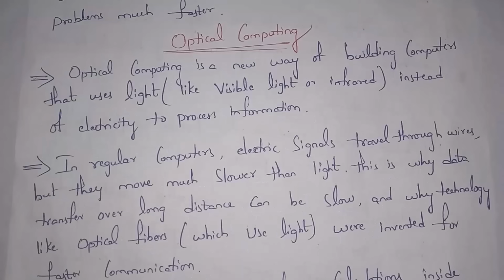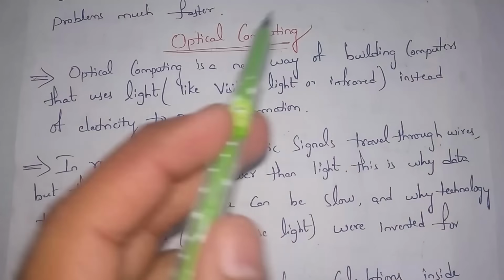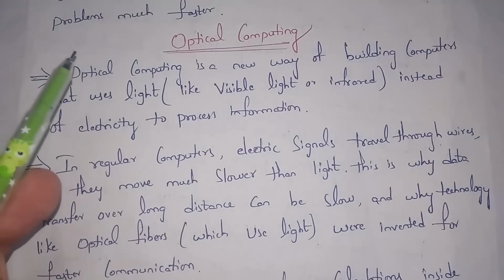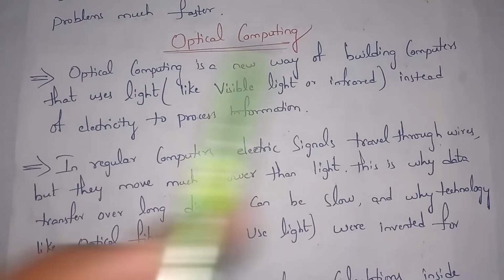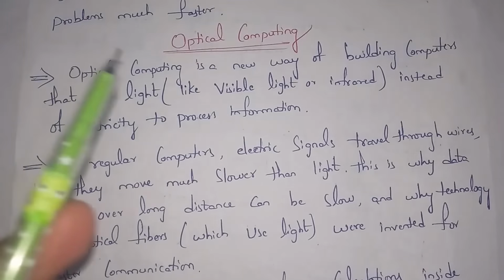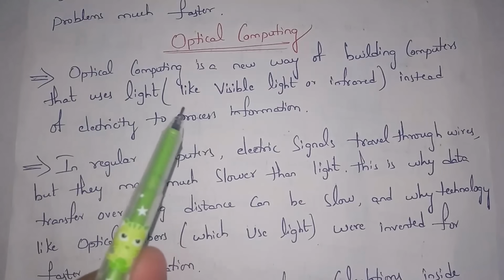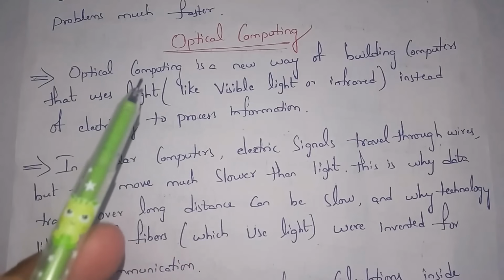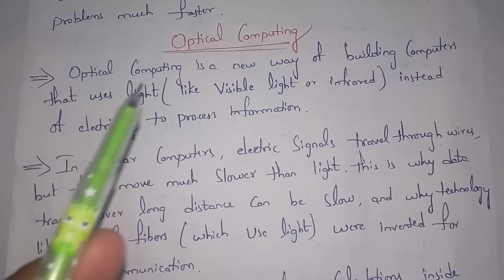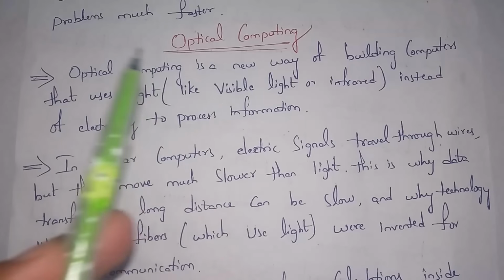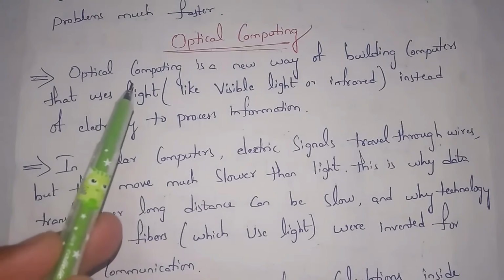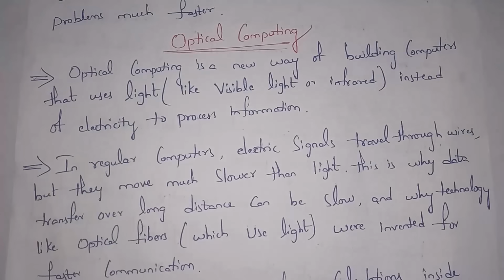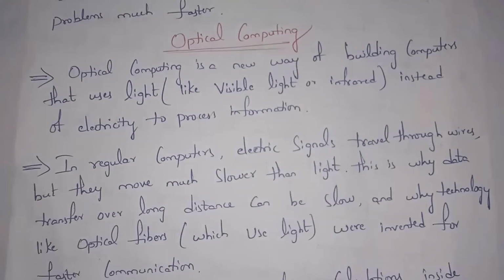Next, I will explain what is optical computing. Optical computing is a new way of building computers that uses light instead of electricity to process information. Guys, normally in order to process information, we need to use electricity. But whereas in optical computing, instead of electricity, we will use light in order to process information. That light can be either visible light or infrared light.